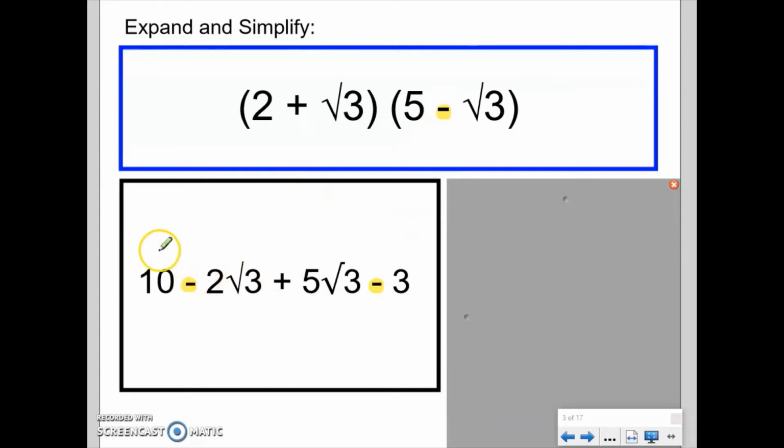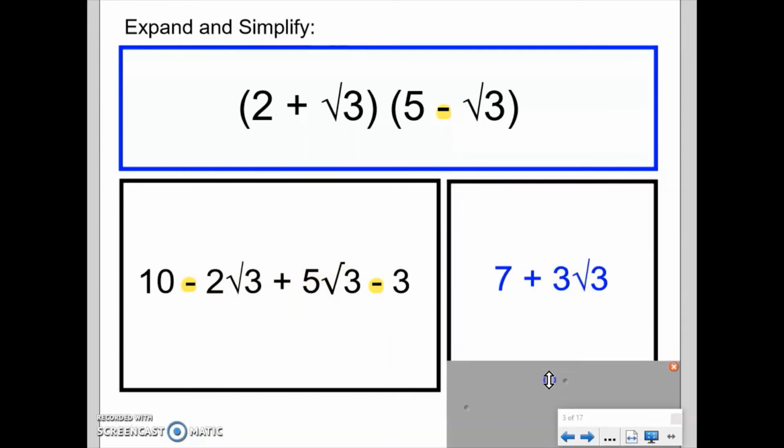Now I'm just going to simplify. 10 take away 3, because this is a negative 3, is going to leave me with 7. And then I've got a negative 2 root 3s, and I'm going to add on 5 root 3s, which is going to take me to positive 3 root 3s. So my final answer is going to look like that. The integer 7 and the irrational part of my answer, 3 root 3.